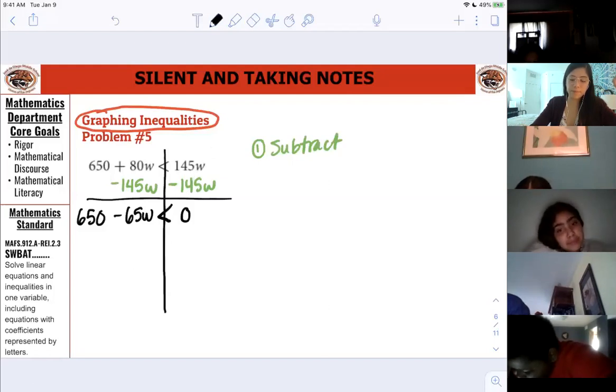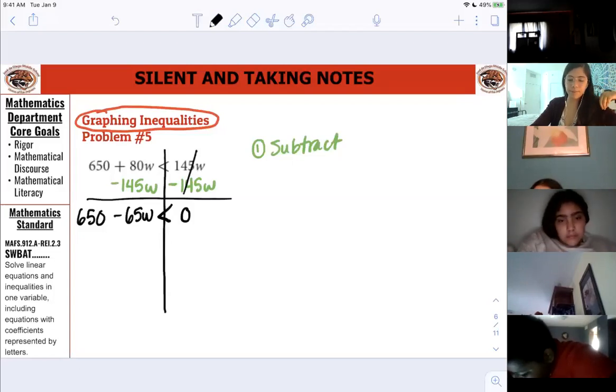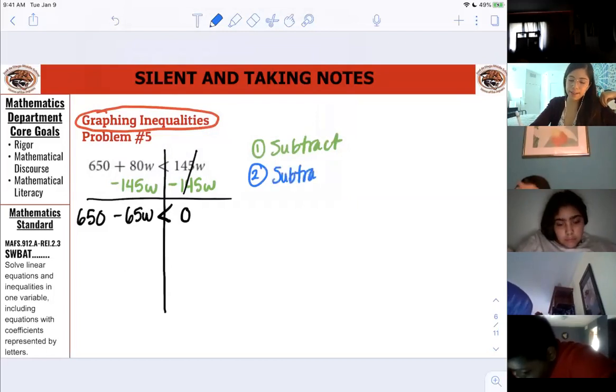Okay. So now I'm trying to get W alone on the left side. So what am I moving over to the right side? 650. Good. What do I do to move it? We're going to subtract. Because I'm not looking at the negative symbol that comes after it. I have to look in front. There's an invisible plus sign here because it's a positive 650. That's why I'm subtracting.